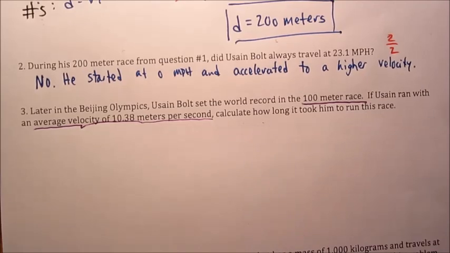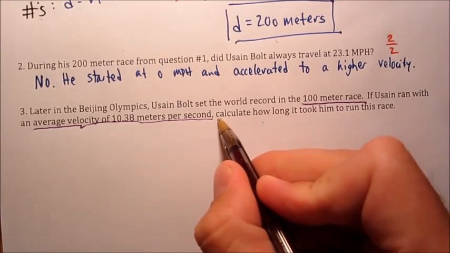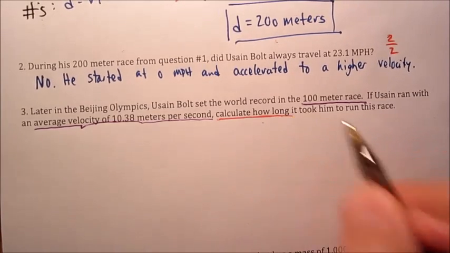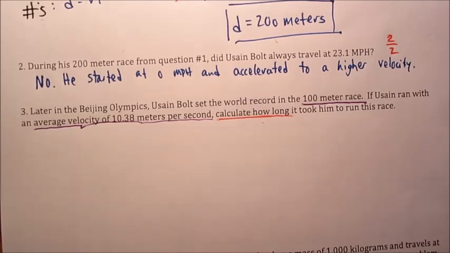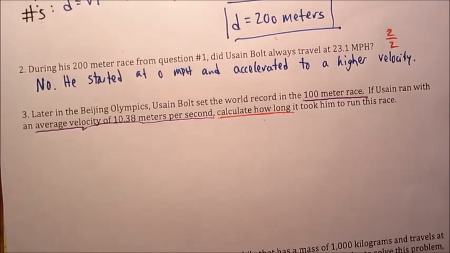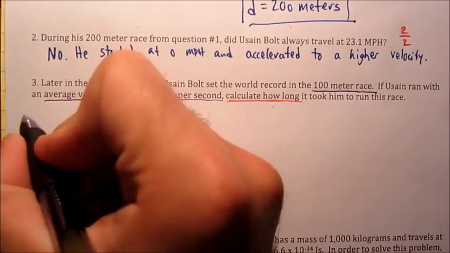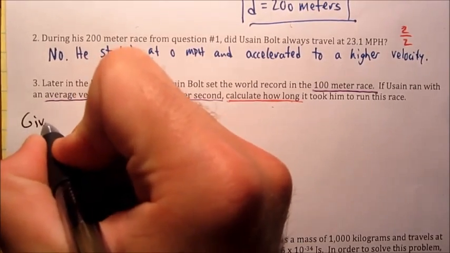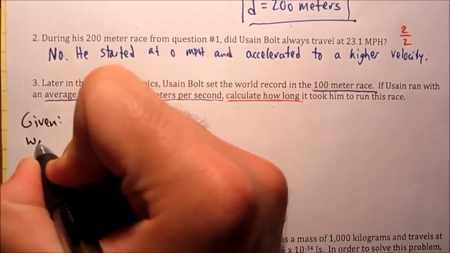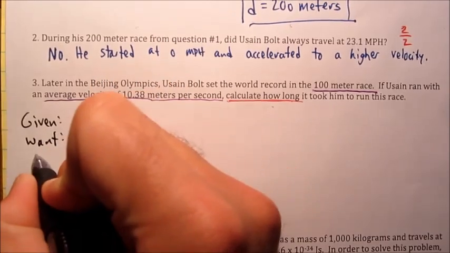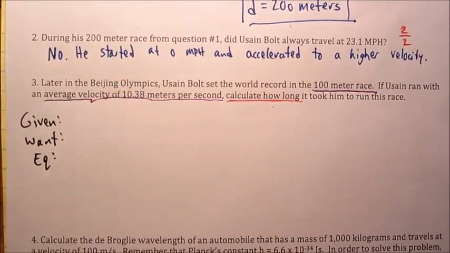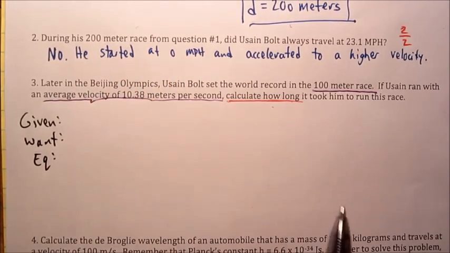Alright, and then it says calculate how long. So they're telling us, this is what we're calculating right here, how long it took him to run this race. Alright, before I do it this time, you've seen how we do the physics format: given, want, equation. Go ahead and try it out. So I'll write the words out over here for you. Given, want, equation, and go ahead and hit pause and then fill them out, and then when you think you got them right, hit play and see if you're right.